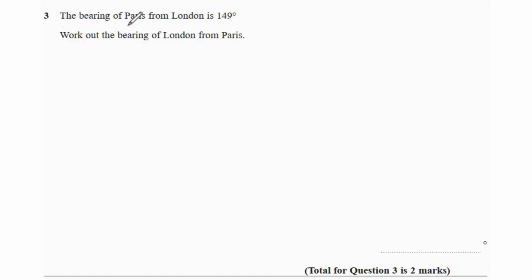This one says the bearing of Paris from London is 149 degrees. Work out the bearing of London from Paris. So first, let's begin with understanding how we can solve the bearing question. What are the basics of doing those questions? If it says the bearing of something from something, so over here, the bearing of Paris from London.